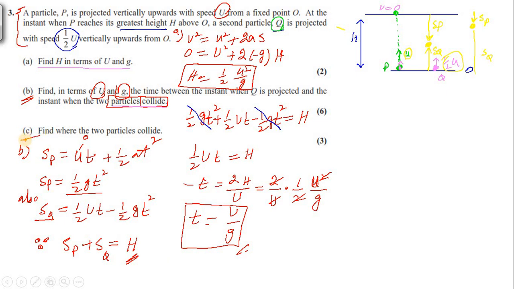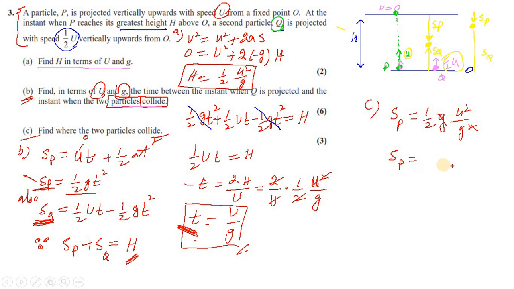Okay, part C. Find where the two particles collide. So where are they going to collide? We need to find. So we have the time when they are going to collide. So we substitute T either in the equation for SQ or SP, and we can find the position where they are going to collide. But for me, the SP equation is easy because of just one term here. So SP, part C, the distance traveled by particle P when it collides with Q, SP should be equal to half of G into T squared, and T is U by G. So U squared upon G squared. Because of T squared and T is U by G, one G cancels.